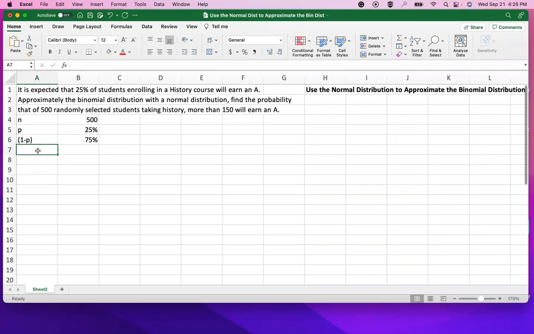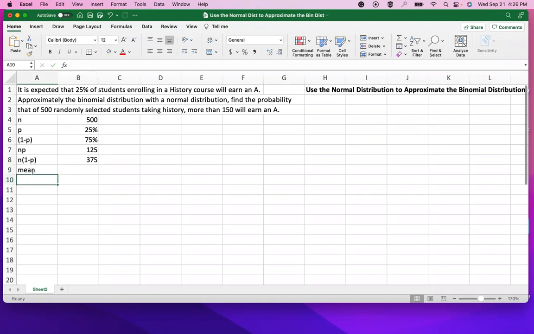Well, because we're trying to use the normal distribution to approximate the binomial, I need to make sure that NP and N times 1 minus P are both greater than 5. So N times P, 125, is greater than 5. And then N times 1 minus P. Boom, they're both greater than 5. So this is fine and it's going to work.